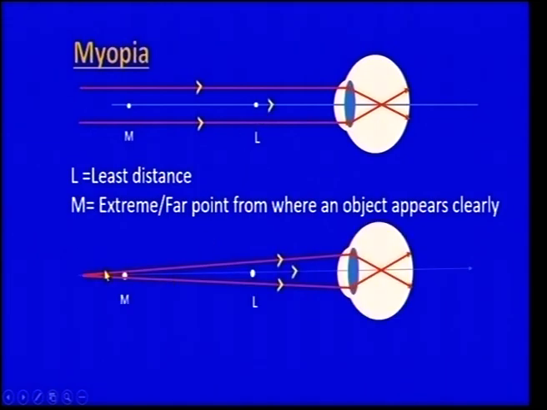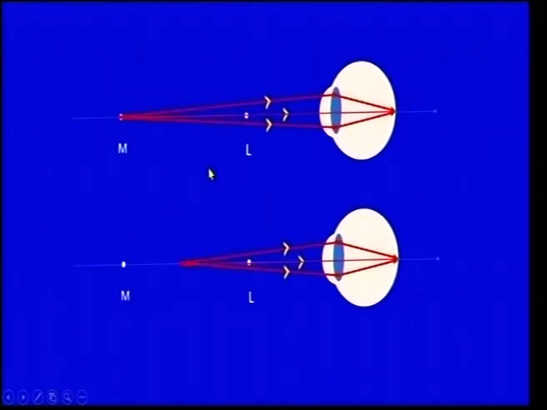See another ray diagram here. The object is kept a little closer to the far point, but still the image is formed in front of the retina. Observe here, children, whenever the object is placed at point M, the far point, the person is able to see the object clearly. Here the eye lens forms the image on the retina. When you place the object in between the far point and the least distance also, you can see the object clearly. The eye lens can form the image on the retina.